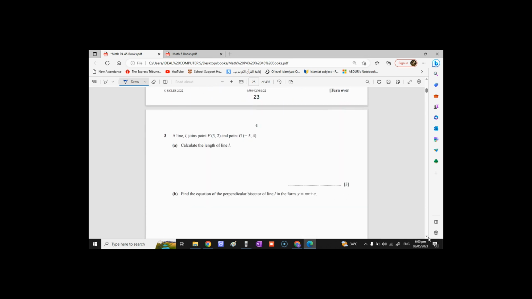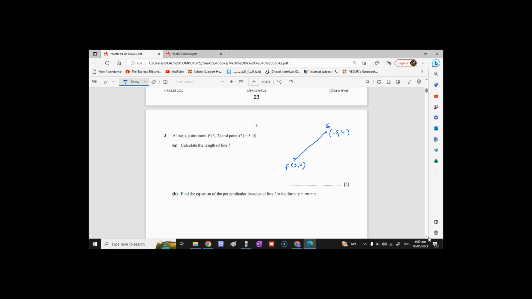Now next is question number 3. A line L joins F and G, 2 points. Calculate the length of the line. So we just simply apply a distance formula. So we have these 2 points. We'll just join these 2 points, and we have point 3 comma 2. The next one is negative 5 comma 4. For this point, let's call it F, this G.